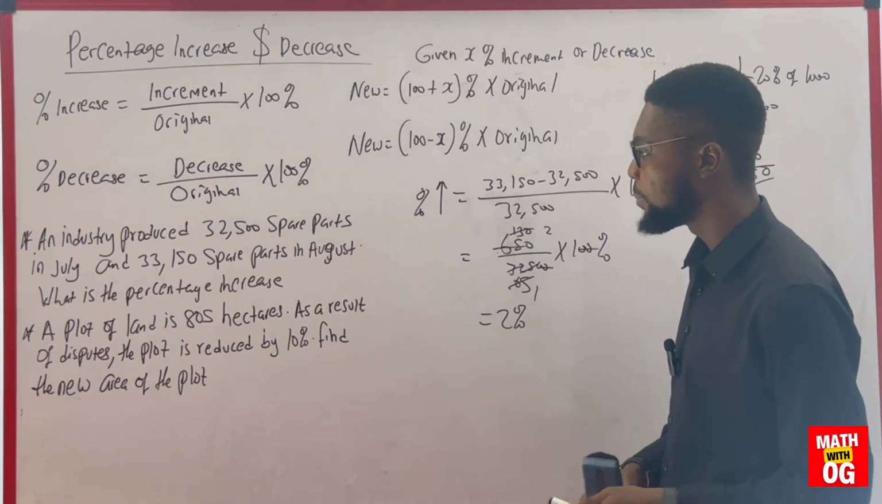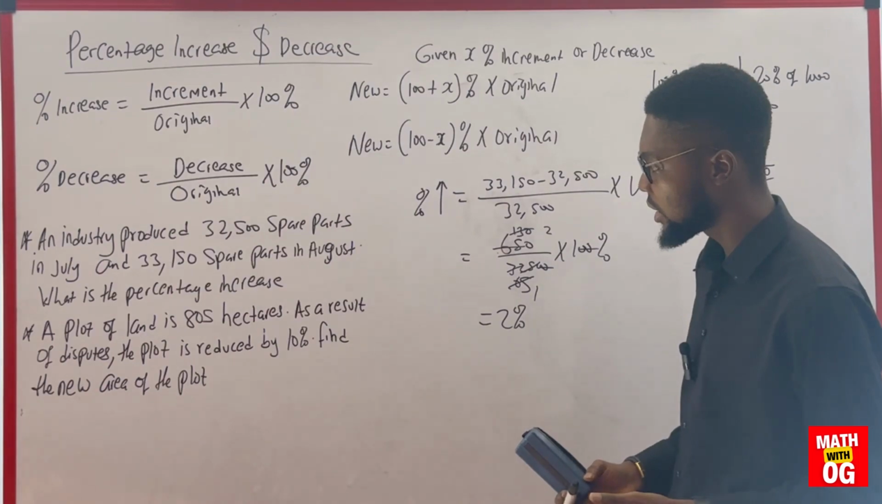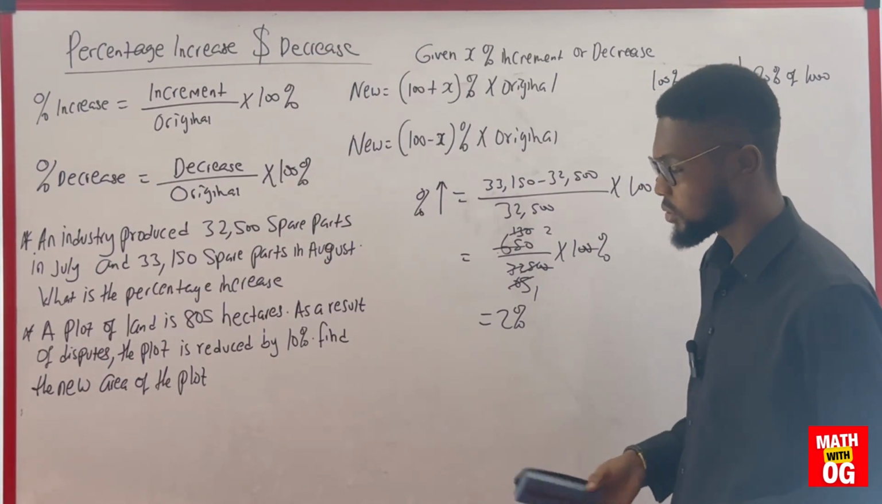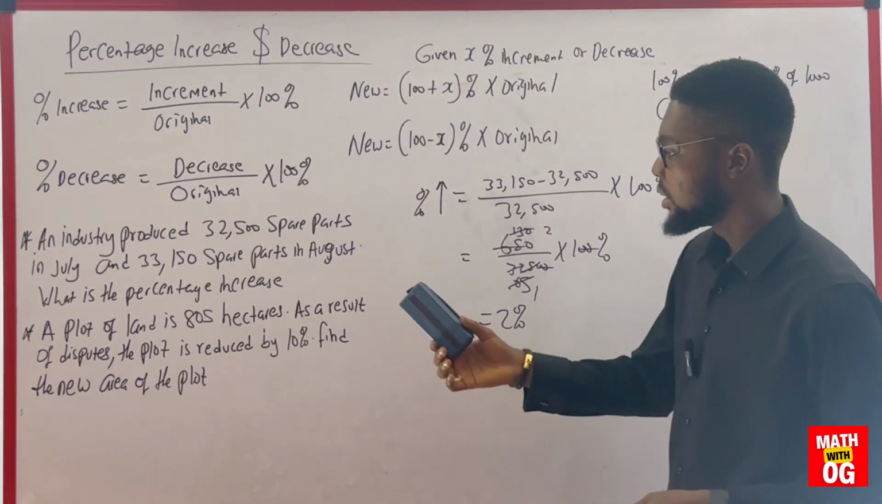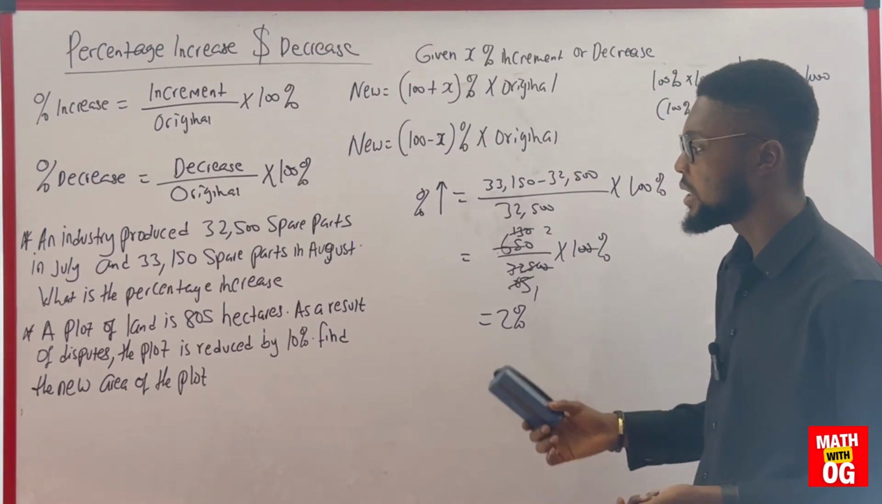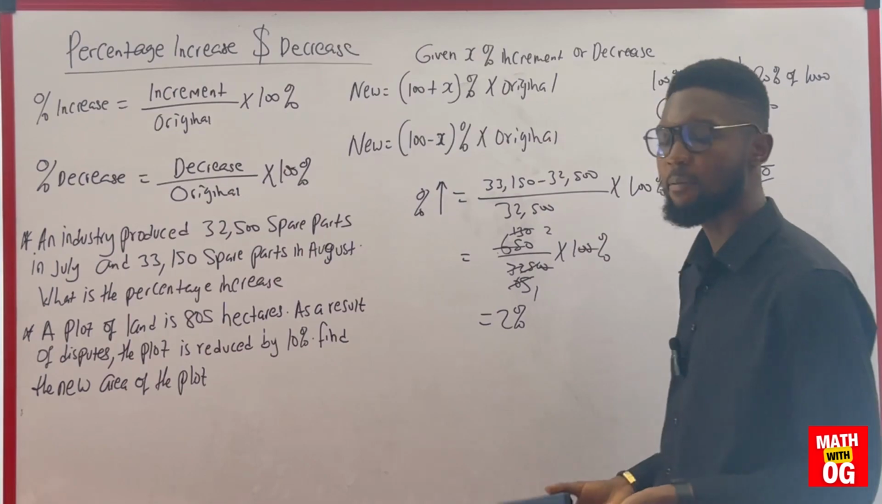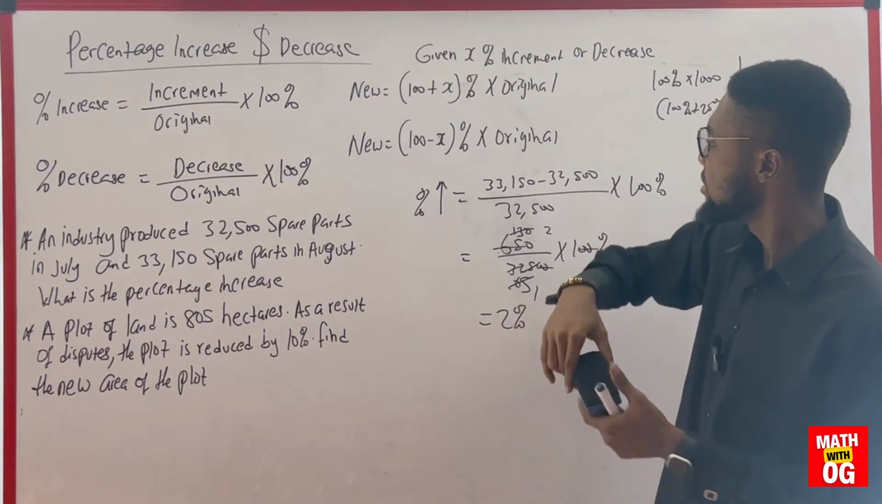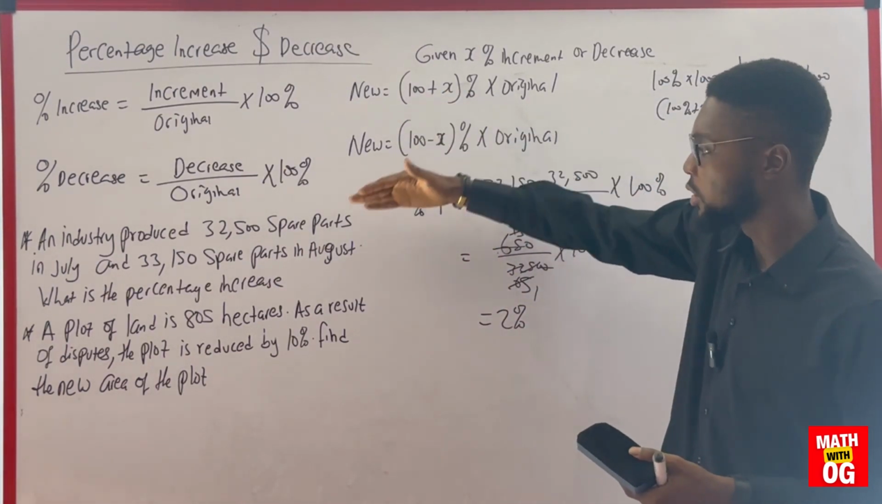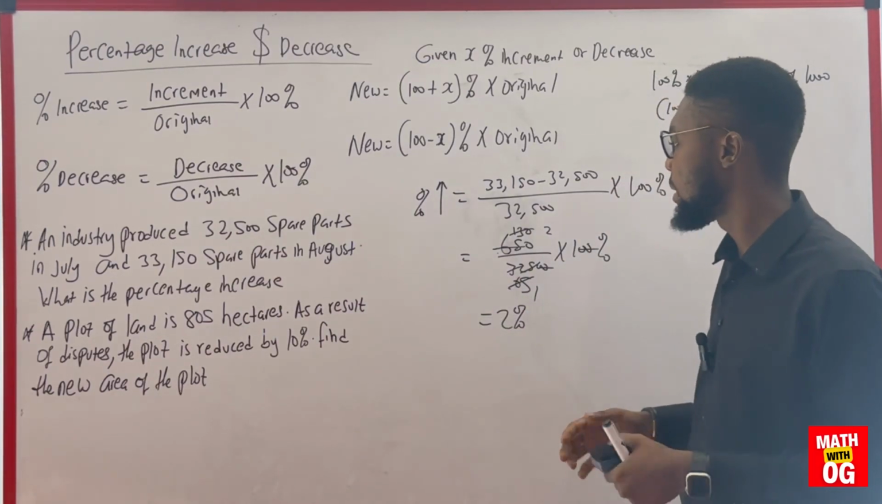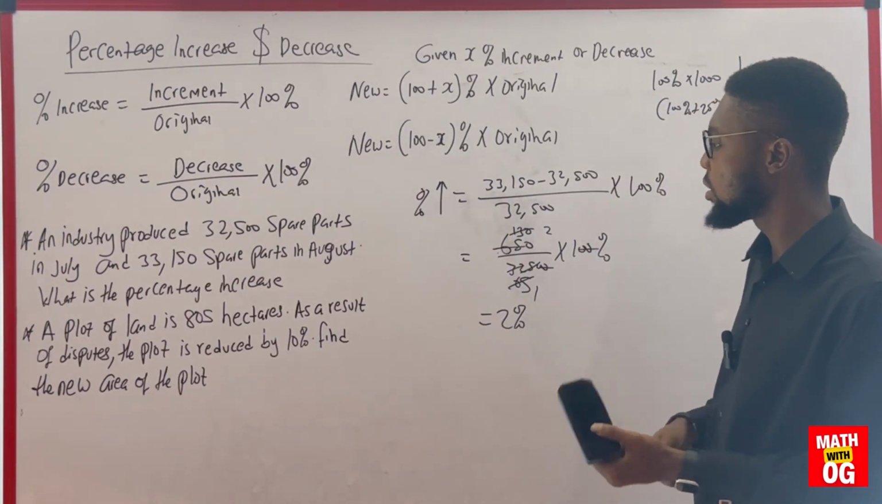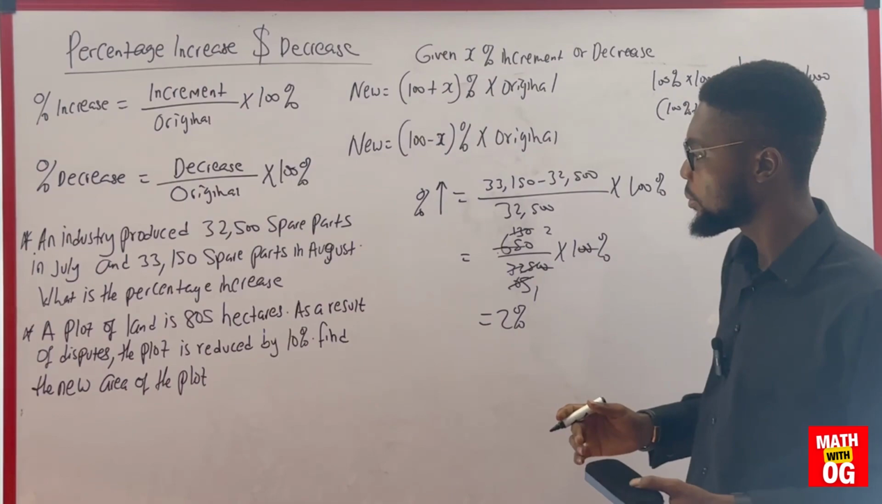The next question: a plot of land is 805 acres. As a result of disputes fighting for land, the plot is reduced by 10%. Find the new plot of land. So it simply means decrease 805 by 10%.